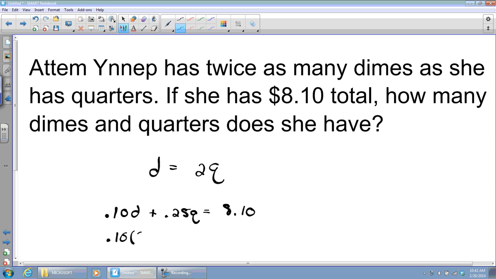Sounds like a rap song. Put the 2Q in for the D. I don't know what it means, but it sounds like a rap song. All right, at least old school rap.